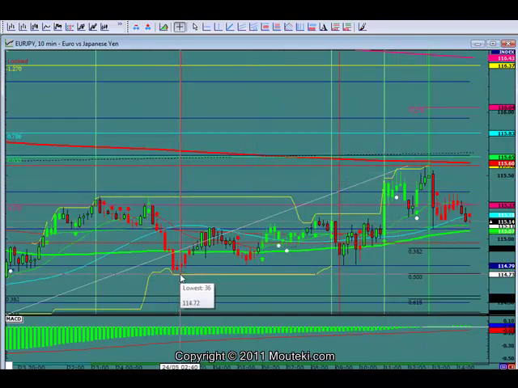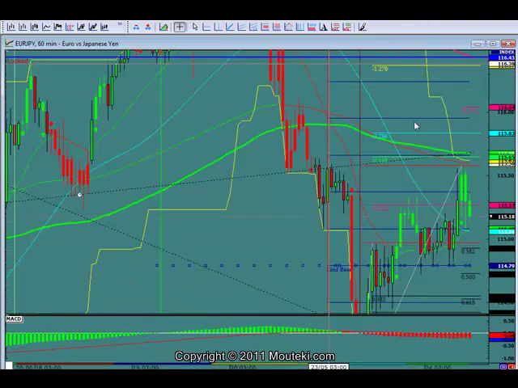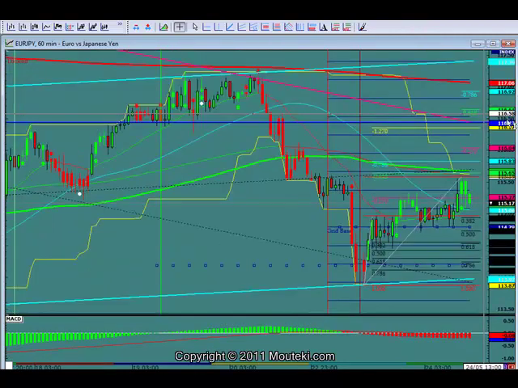What I need to do is find a 170 pip target to the topside. So 114.73 plus 170 gives you 116.43. Let's go ahead and pick that line, the 116.43. Now, let's take it back to the hourly chart. And notice what is sitting right there at the average daily range within the 24-hour period that is anticipated statistically and mathematically on the Euro-Japanese yen. We're sitting right at the 1.270 fib target.